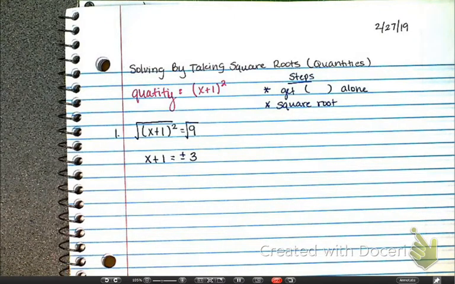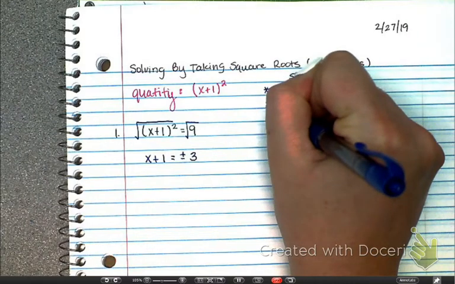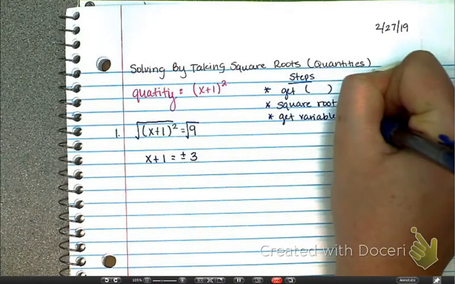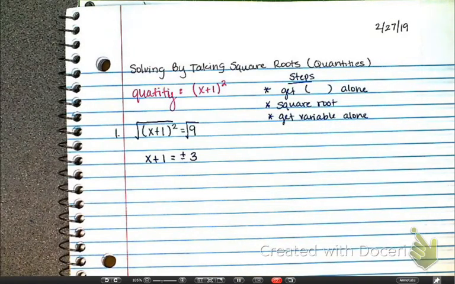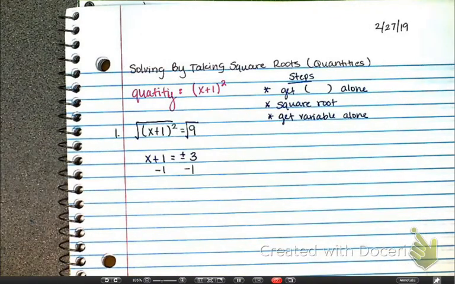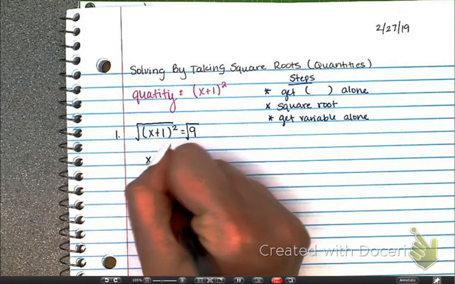Now I'm not quite done, because what's the problem? You have to get x by itself. So we're going to add that here: get the variable alone. And what would I do to get the x by itself? Subtract 1 from both sides. Now I want you to write this step, because I'm going to show you what happens. So these ones cancel, leaving me with x.